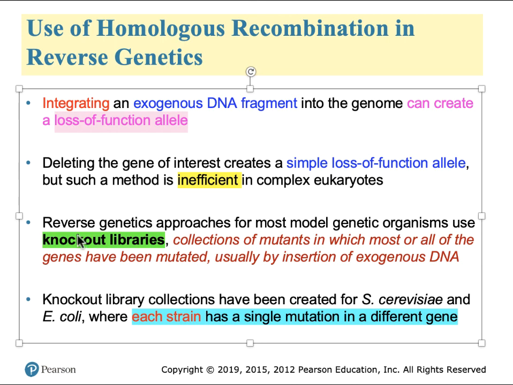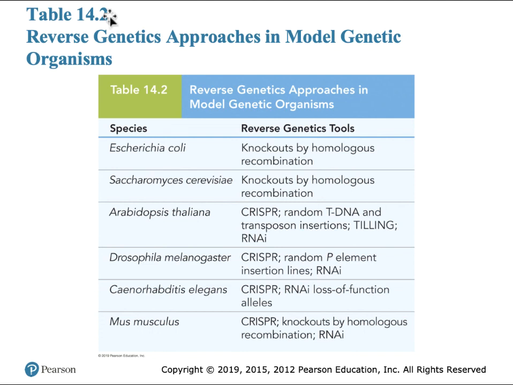Luckily for us, we can access something known as a knockout library. A knockout library is a collection of clones generated with mutations in all the genes so that all those alleles are non-functional. And instead of making your own, you can buy these from resources such as biotech companies and get them from other scientists, such as for yeast cells and for bacteria, where every strain has a single mutation in a different gene. Table 14.2 lists some of the more commonly available sources and the mechanisms used to generate those knockout libraries.